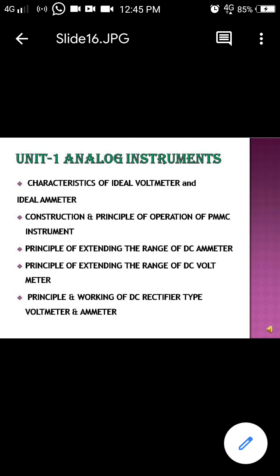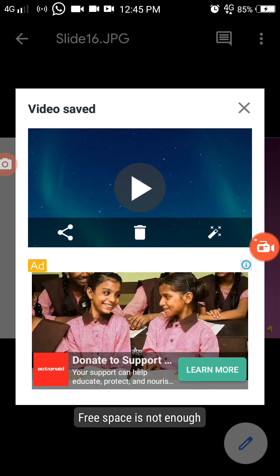So this is all about the introduction of an electronic instrument. Now let us move on to the first unit, that is analog instruments. Analog instruments.